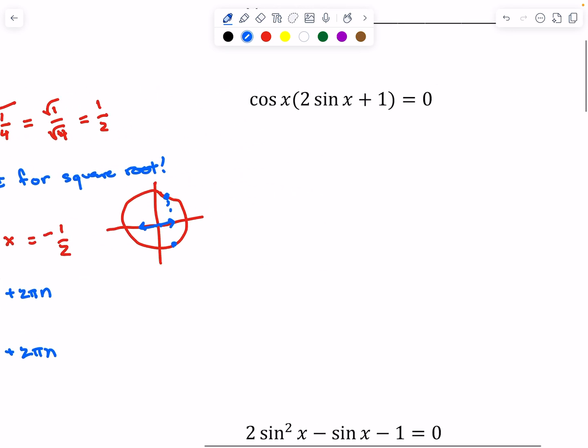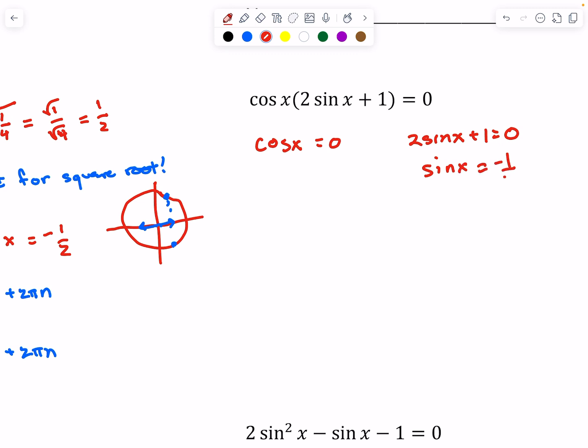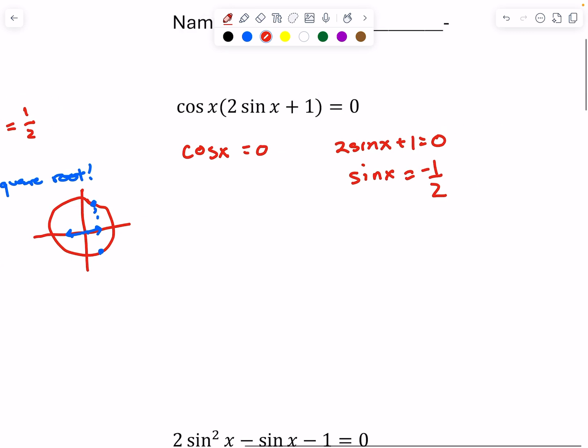Okay, next, this one's already factored for you. Okay, again, I'm going to move the 1 over and divide by 2 at the same time, because life is short. Okay, this is height is negative 1/2. On the unit circle, if you look at this, the height is negative 1/2, halfway down. That's at a 30-degree angle.